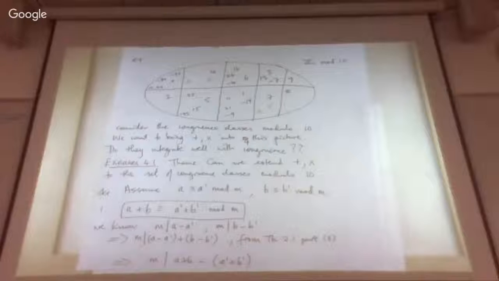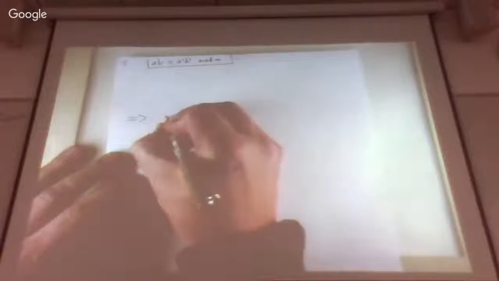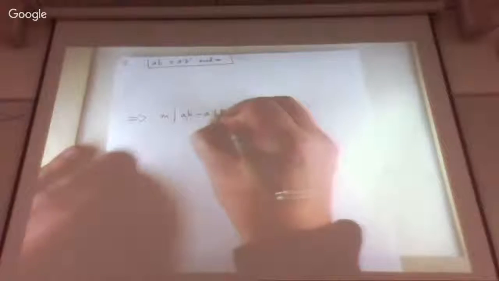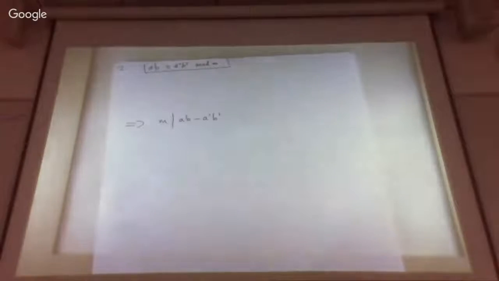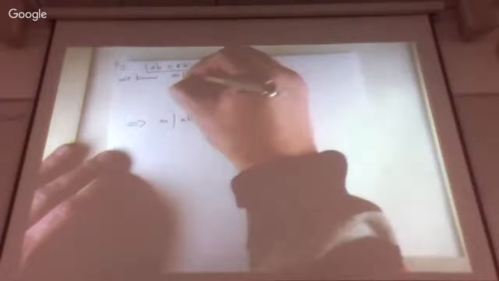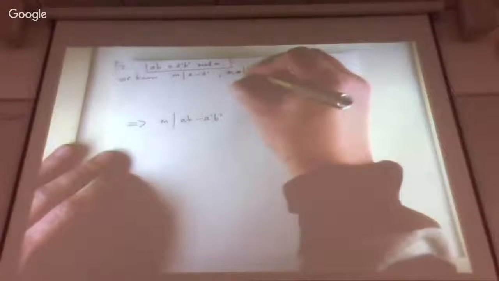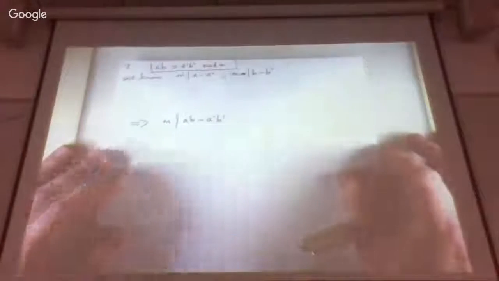But we want to prove it. We want to show that this has to be the case from the definition. Okay, so in other words, we have to reach the conclusion that m divides the difference AB minus A prime B prime. And we're starting off from the knowledge, from our assumptions, that m divides A minus A prime, and m also divides B minus B prime.